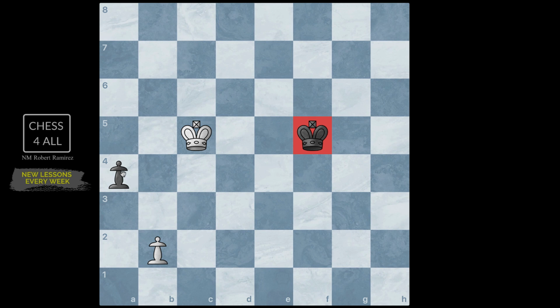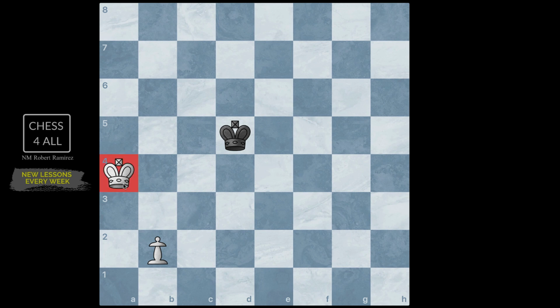So now, if they did something like king e5, well, I got to the pawn on time. So I take, and now my king is ahead of the pawn. This is going to be very easy to win. If you went over lesson number 29, you should know how to win this.